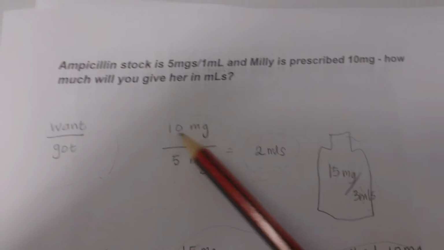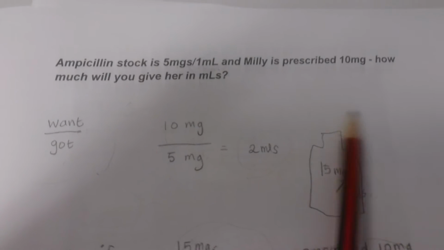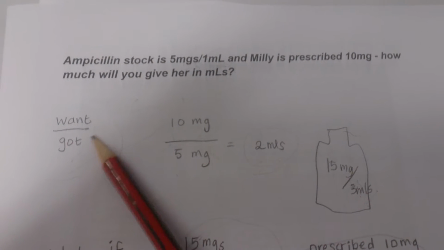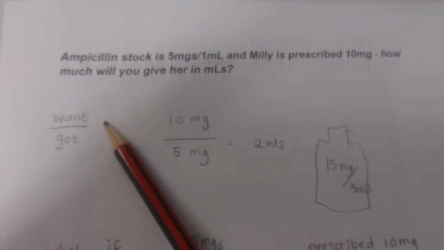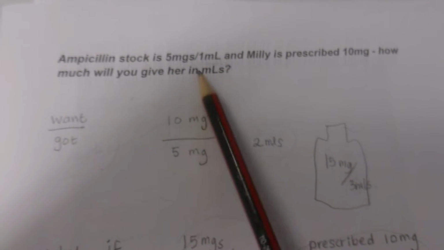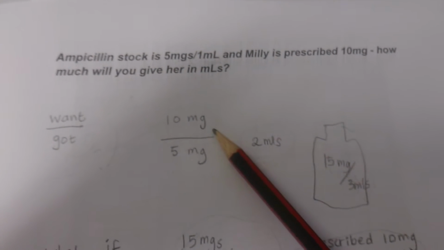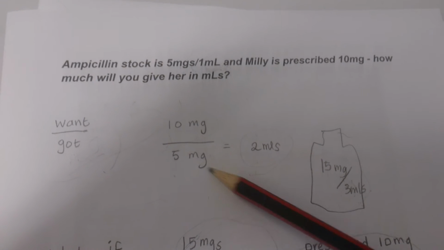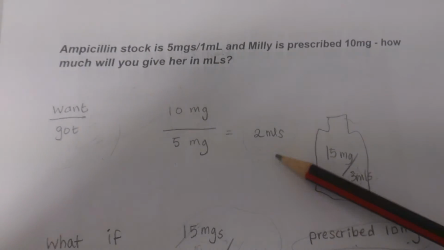Okay, the last question. Ampicillin stock is 5 milligrams per mL and Millie is prescribed 10 milligrams. How much will you give her in mLs? So, the formula we commonly know is what we want over what we got. And that's in mL, so we can do that. So what we need to administer is 10 milligrams, and what we got is 5 milligrams, and that gives us 2 mLs.